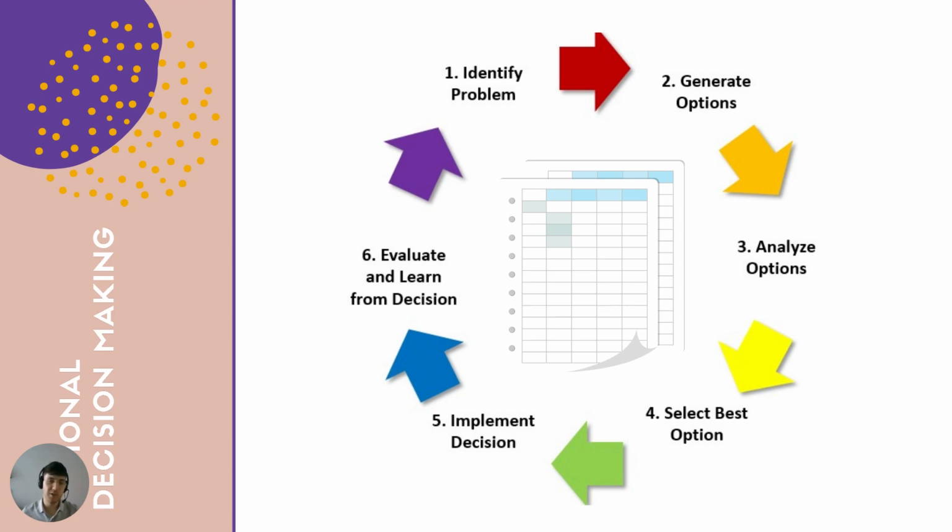The environment is always changing. The situation you're in is always changing. So you're never going to be able to have 100% of all the information. Just do what you can, try and follow this formula, and that will help you to make good decisions.